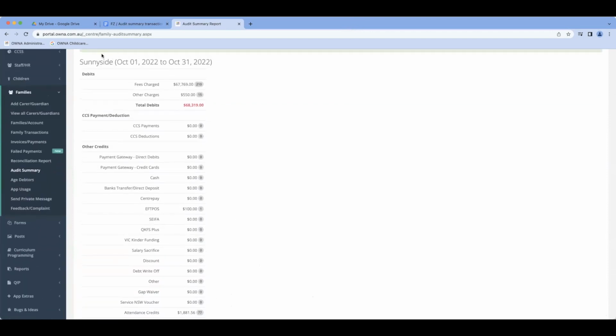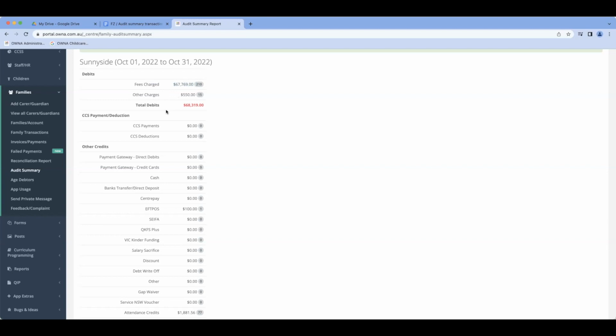So I'll just quickly go through the top section here. It is separated into debits and credits. Debits are the amounts that you're expected to receive, and I'm just going to go through the 2 categories here. You've got fees charged. Now, these are all your attendance charges, based off your permanent bookings and any casual bookings. It's whatever attendance charges you have on your family transaction screen, and what I mean by that is this link here. So the system's gone between these 2 dates and accumulated all my families with attendances.